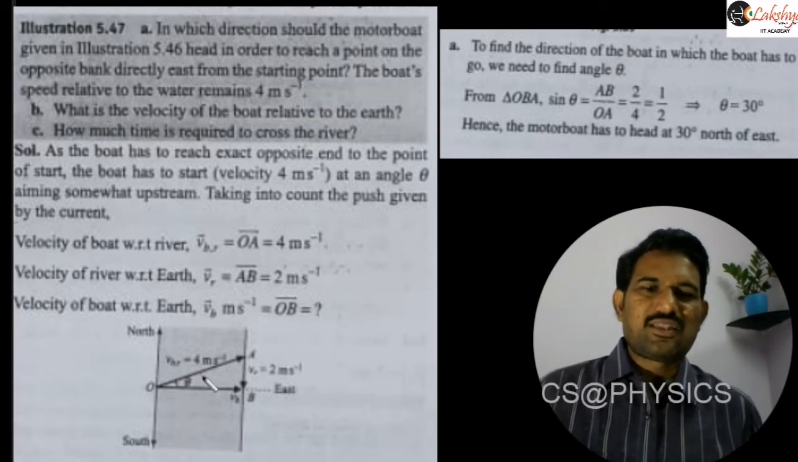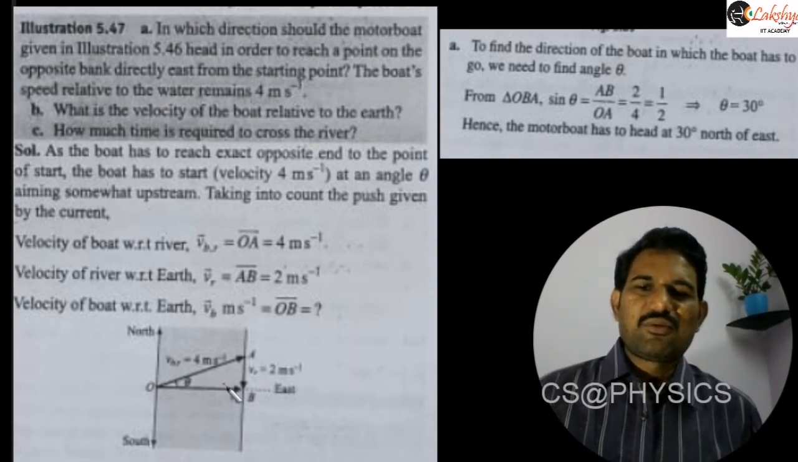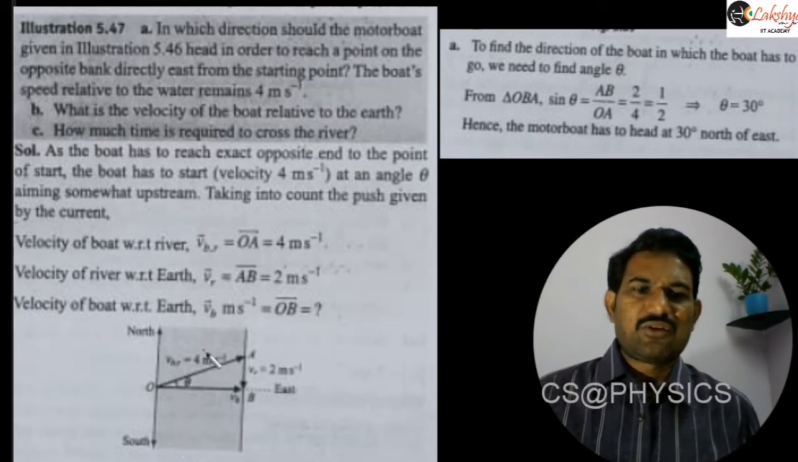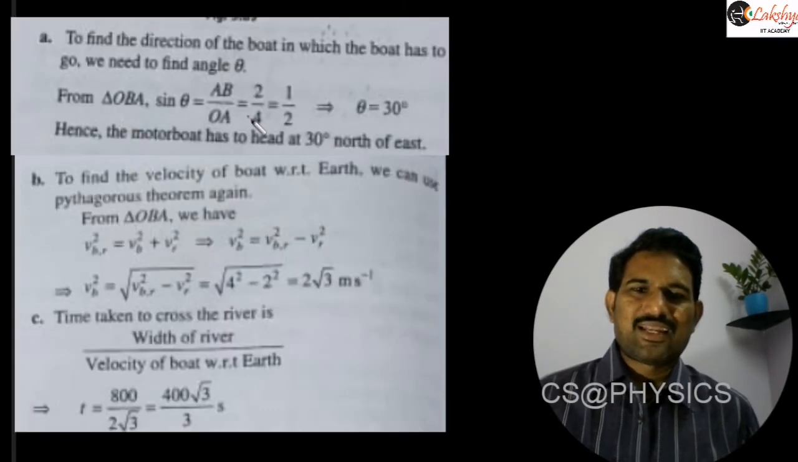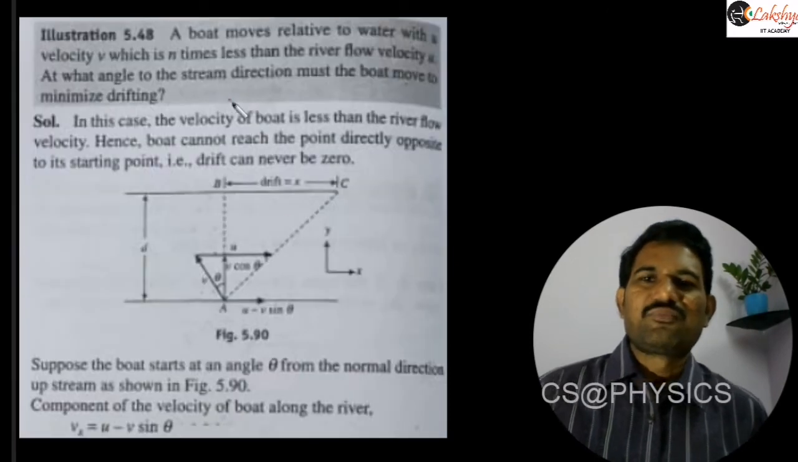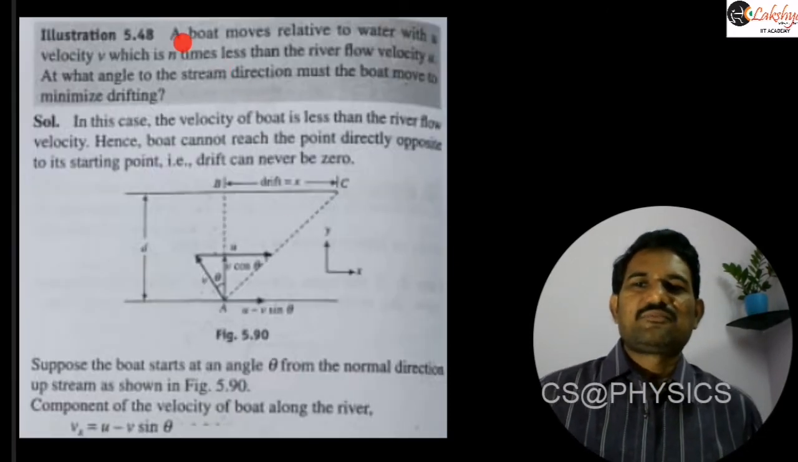We know sin theta is nothing but VR by VBR, and from that you can calculate the time taken and the resultant velocity they are asking for here. Resultant velocity is nothing but VB, which is the square root of VBR square minus VR square. So calculate by yourself and you can check your answers here. And next, write this series problem.